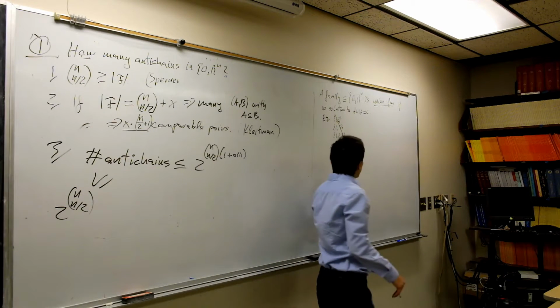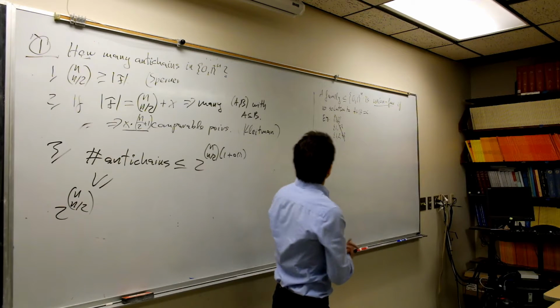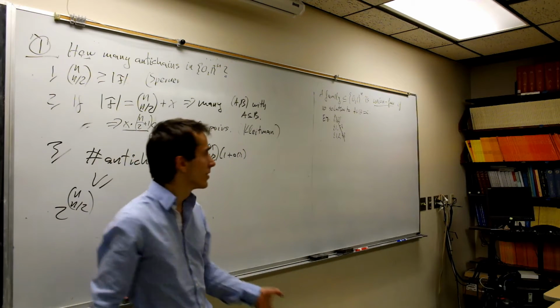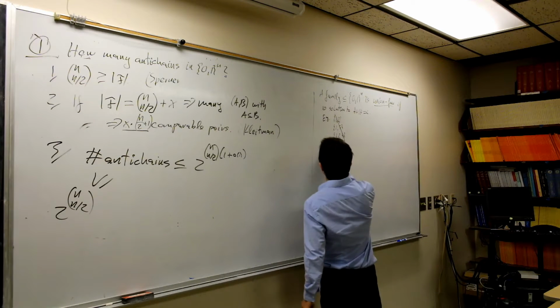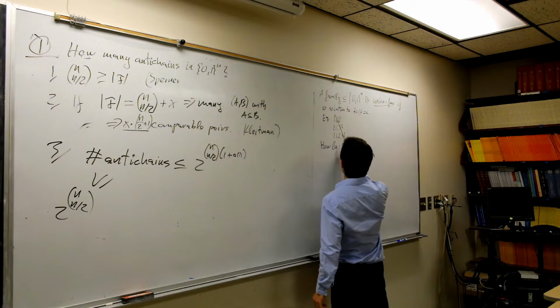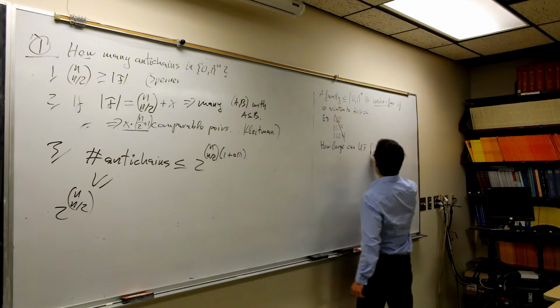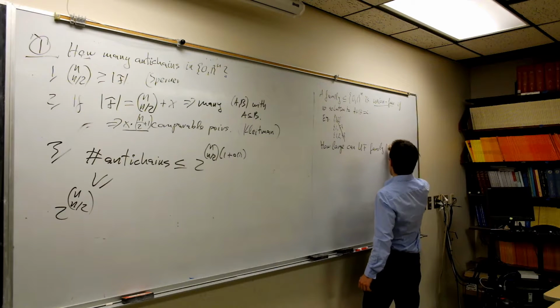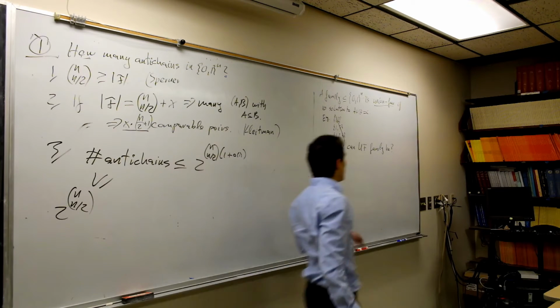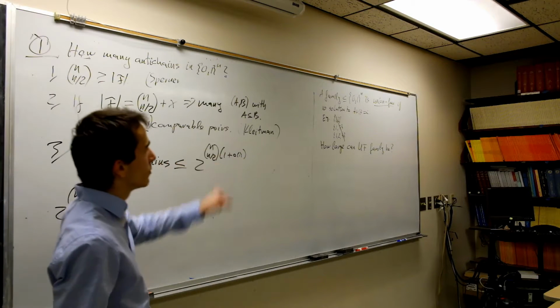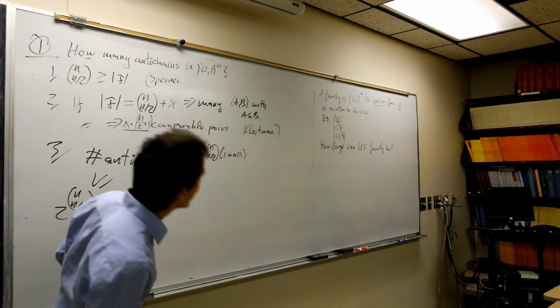Okay, so people were interested in these families. The first thing they were interested in is how large can such a family be. Let's start with that. How large can a union free family be? Okay, so this is the first question we want to answer. How many sets can we take without containing a solution to the equation A union B equals C? Can you see it from there? Yeah, I can see that.